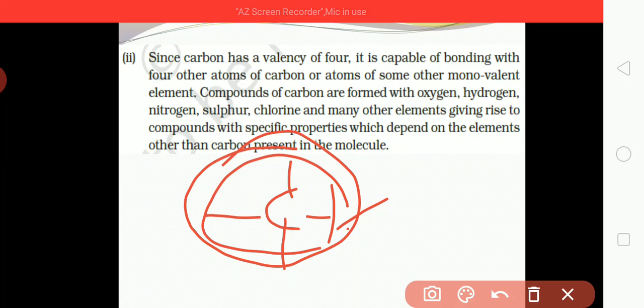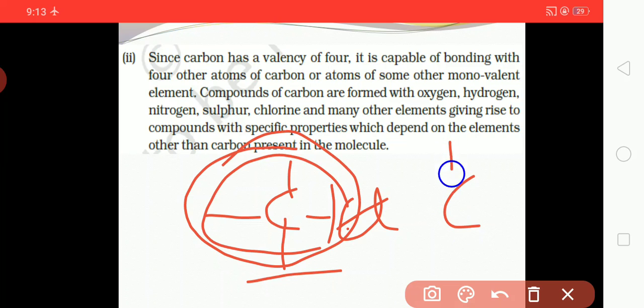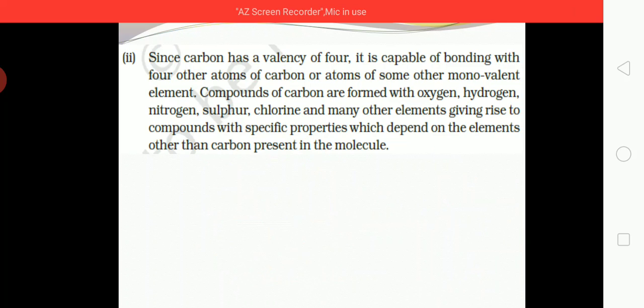They have different properties, so the chemical properties of all the compounds will be different from each other. Why? Because the elements attached are different. For example, if we attach chlorine, it will have a different property than if we attach hydrogen. So both of them will have different properties.